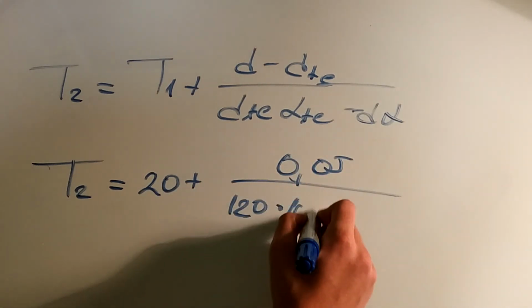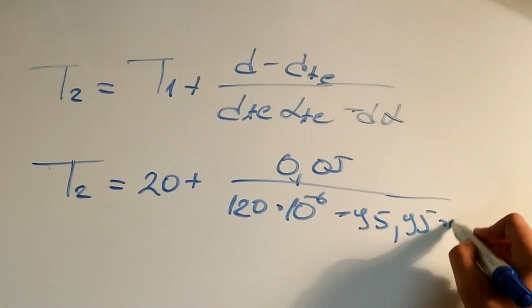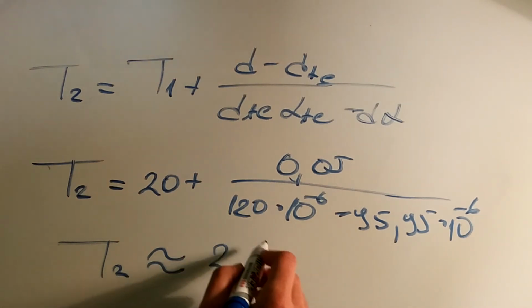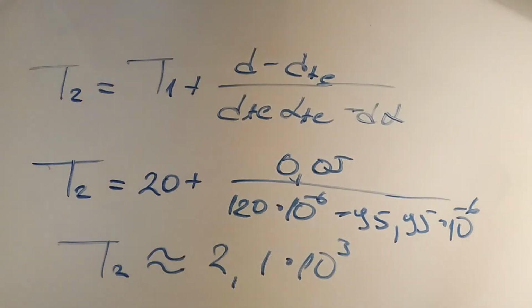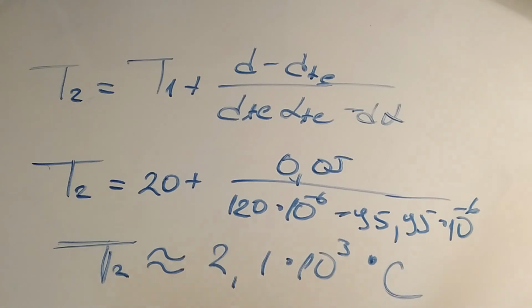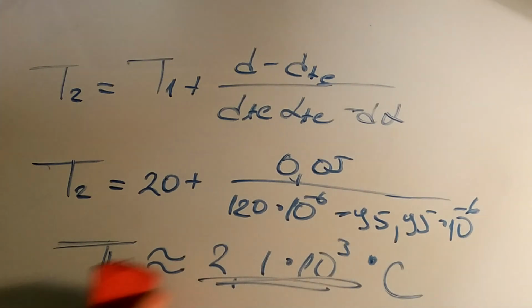If you replace the values for T2, we're going to get 20 plus 0.05 over 120 times 10 to the power of minus 6 minus 95.95 times 10 to the power of minus 6. And for T2, we're going to get approximately 2.1 times 10 to the power of 3 degrees Celsius. And to answer the question under C, will this work? Is this possible? Well, basically this is not possible, since the melting point of brass is around 900 degrees Celsius, and this is much, much higher. So we have calculated the temperature under B, but to answer the question under C, will this work if both the aluminium ring and the brass rod are heated? The answer is no.